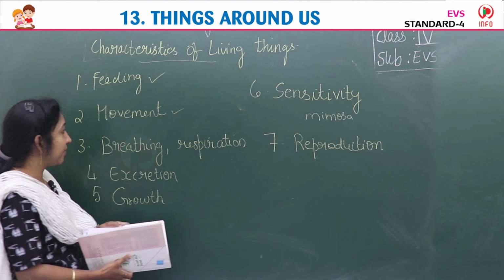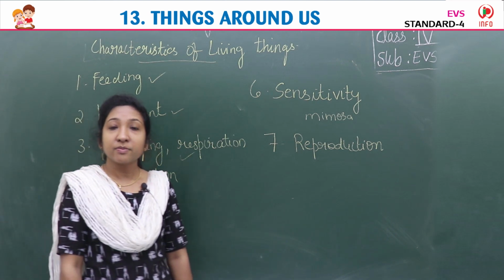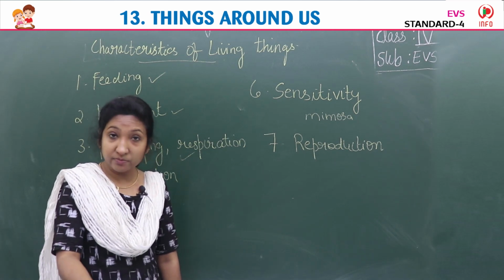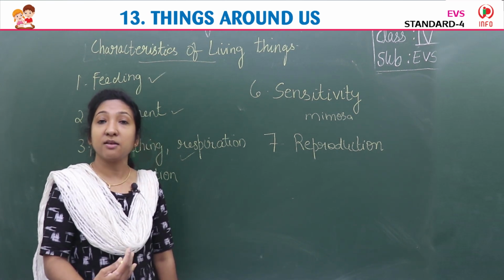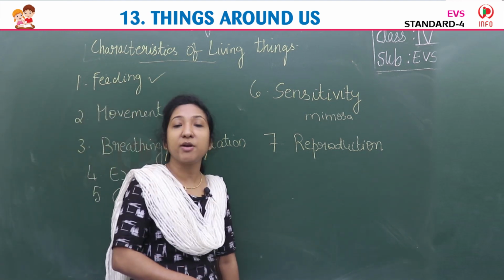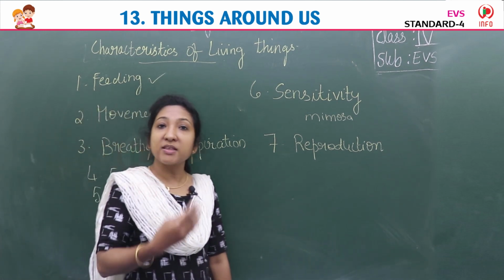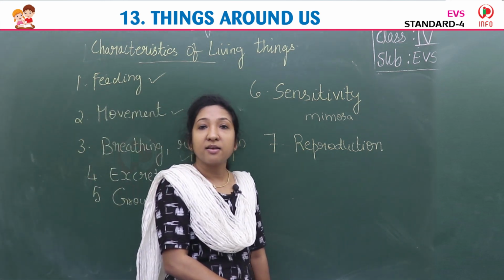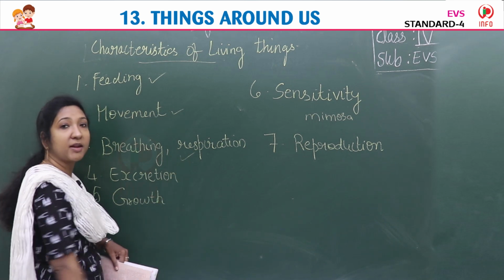Then what else? Breathing or respiration. We all breathe. We need oxygen to live. Animals take oxygen from the air to breathe and they give out carbon dioxide. This carbon dioxide is taken by plants. Plants take this carbon dioxide and they give out oxygen. We use that oxygen. Okay. Animals and human beings need oxygen and give out carbon dioxide. Plants take this carbon dioxide and give out oxygen. That is called exchange of gases. Breathing or respiration, we say.